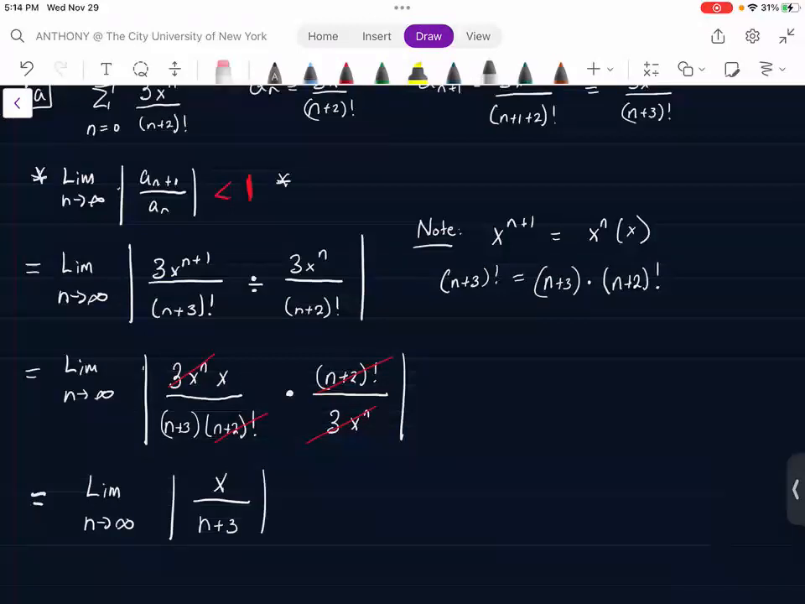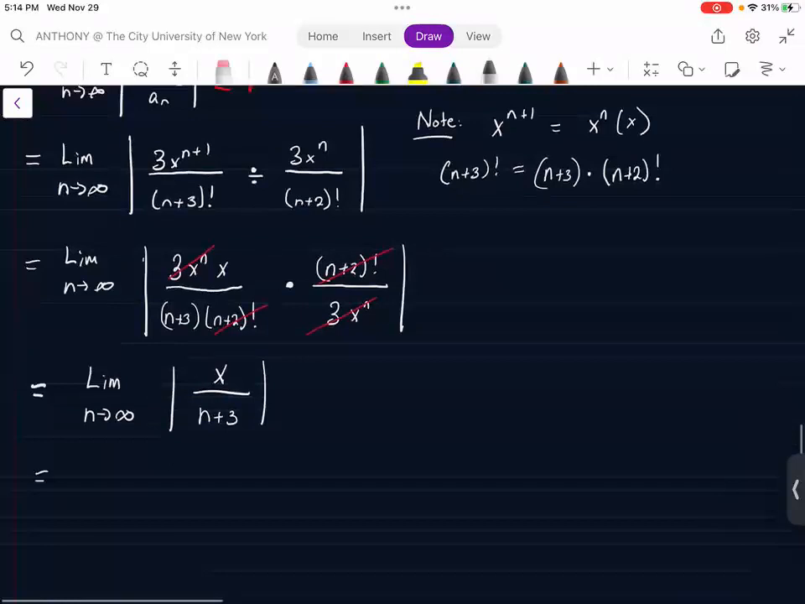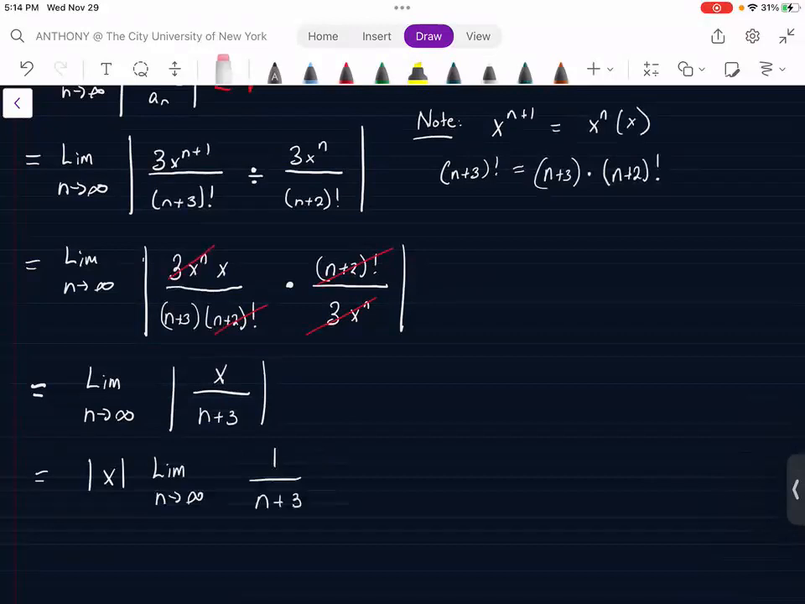Okay, now here's the deal. When you're computing this limit, what is approaching infinity, n or x? n. The x is irrelevant. So what I can do is pull out the absolute value of x. Then we have just the limit as n approaches infinity of 1 over n plus 3. Sorry, this doesn't need to be in absolute values anymore. When you look at that limit, as n goes to infinity, what happens to 1 over n plus 3? That will go to 0.